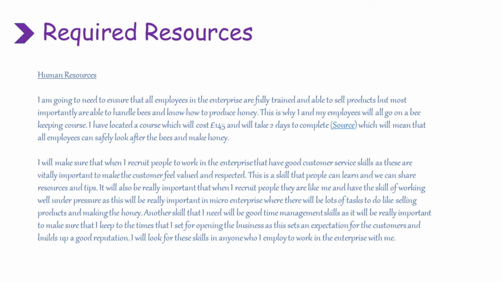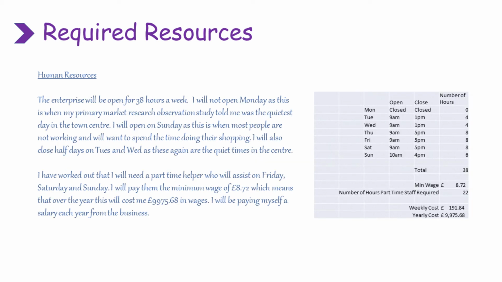In the next section, I go into a bit more detail about my human resources and where I've got my ideas from. Here you can see that I've worked out how much it will actually cost me to employ people to work in my business. I've set up a little spreadsheet, as you can see in the table, where I've worked out my possible opening hours, and then counted up how many hours the business will be open for. I've got 38 hours maximum per week. Then I've used the minimum wage, which I've set myself as paying £8.72, and I've got a part-time staff member covering 22 hours. Then I've worked out what the total cost is going to be for that part-time member of staff.